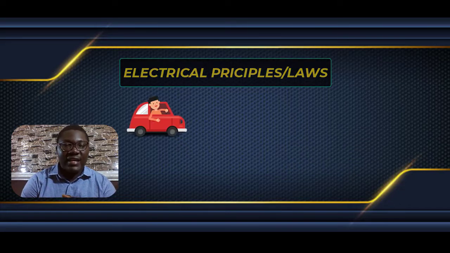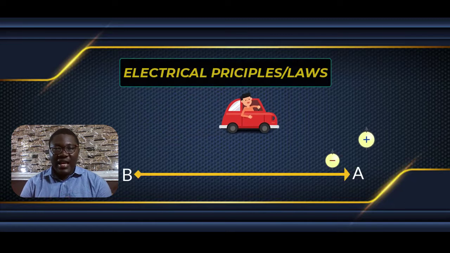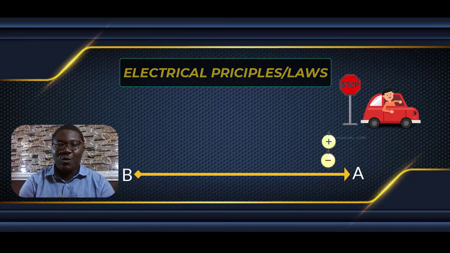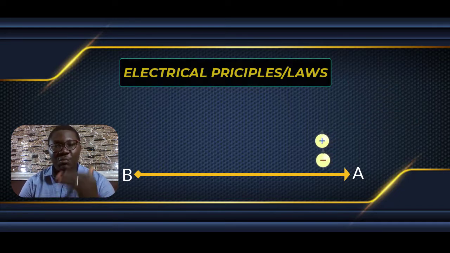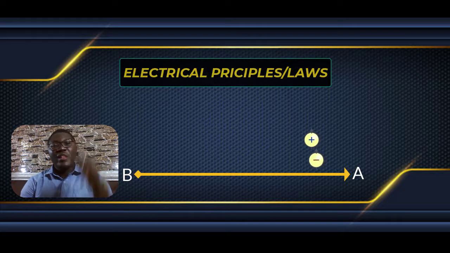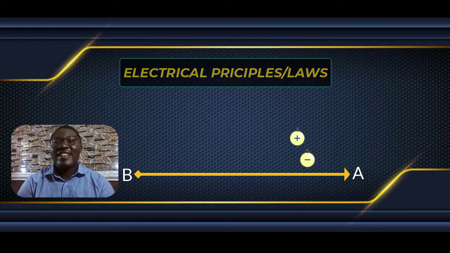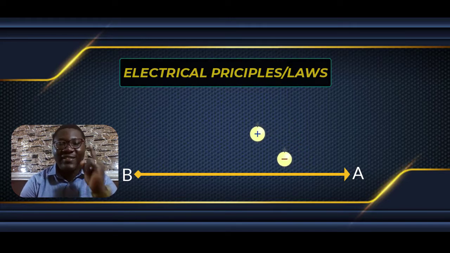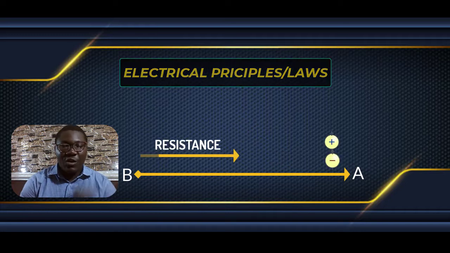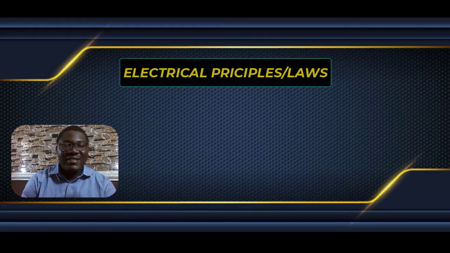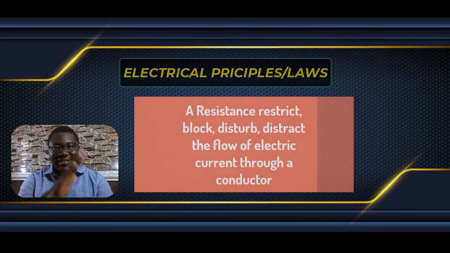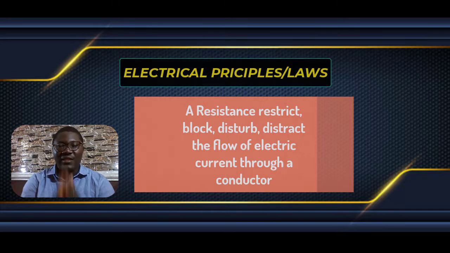Now, guys, if a vehicle is moving, no doubt there'll be a time that the vehicle will stop. So also, electric current is moving through a conductor with the aid of a voltage. There is a time for that flow to stop, and that is when the resistance comes in. So what does the resistance do? The resistance restricts, blocks, disturbs, distracts the flow of electric current through a conductor.